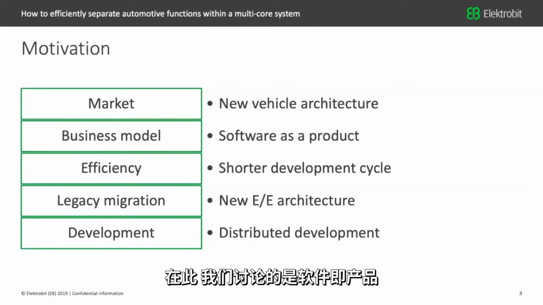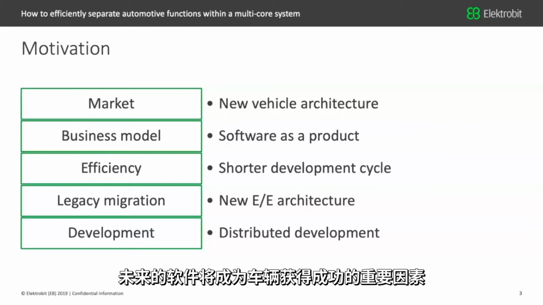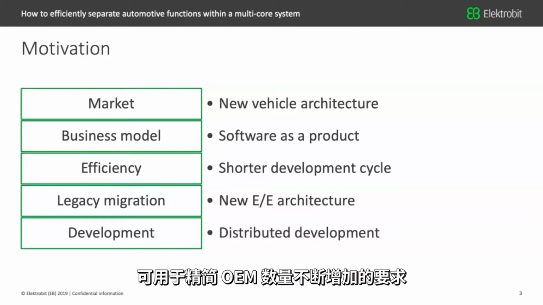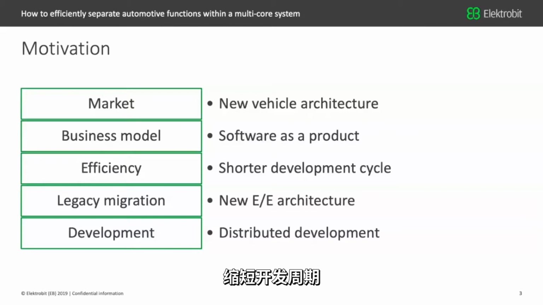Here we talk about software as a product. In the future, we think that software plays a key role in making a vehicle successful and also in differentiating it in the market. Then efficiency, shorter development times, is also a key factor in the future. The requirements from the OEMs get bigger and bigger to have shorter development cycles and to deliver functionality in a faster fashion.